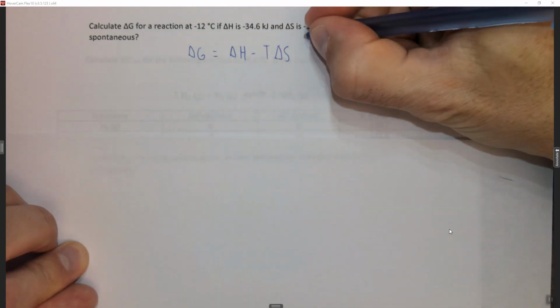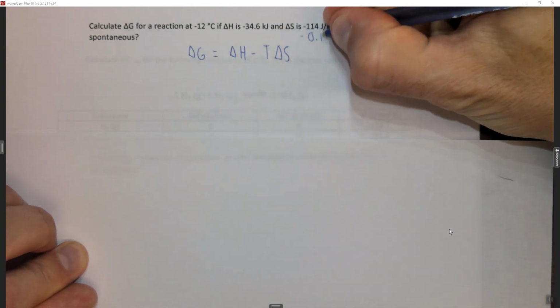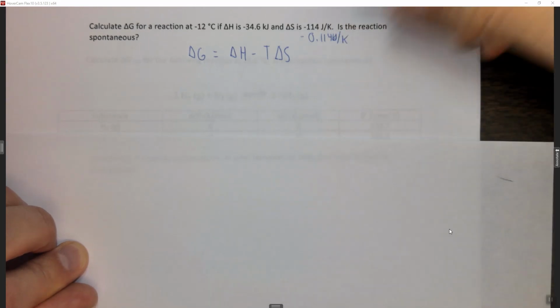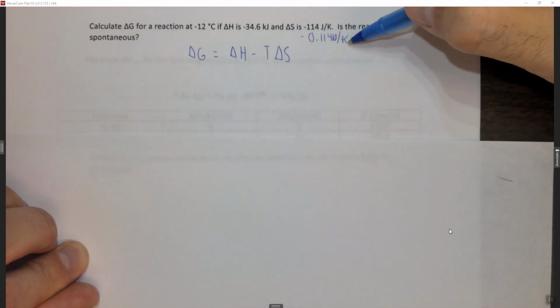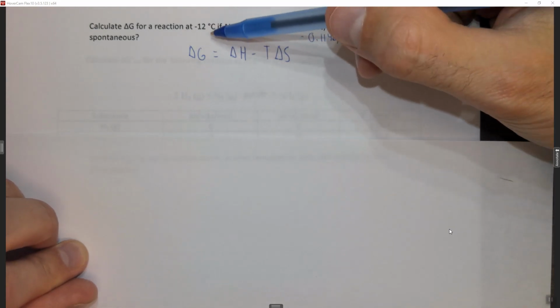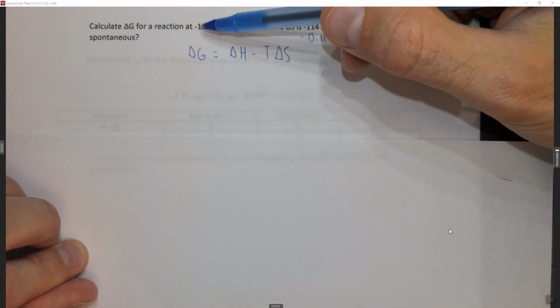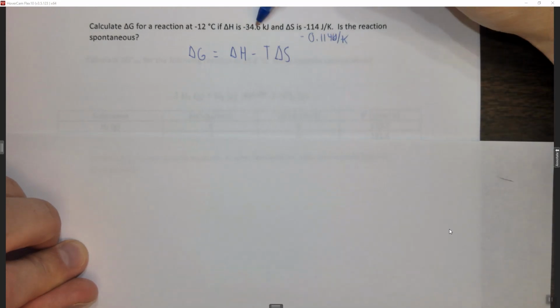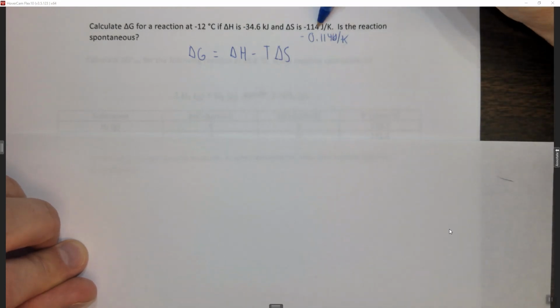And in the previous question, we had already converted this to negative 0.114 kilojoules per K. So we divided it by 1,000 to convert from joules to kilojoules. The other thing is that last time we found that at 85 degrees Celsius, this was a non-spontaneous reaction. We also found that because delta H is negative and delta S is negative, this is more likely to be spontaneous at a lower temperature.